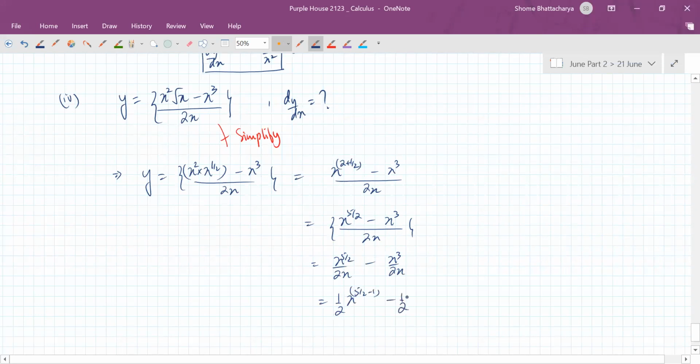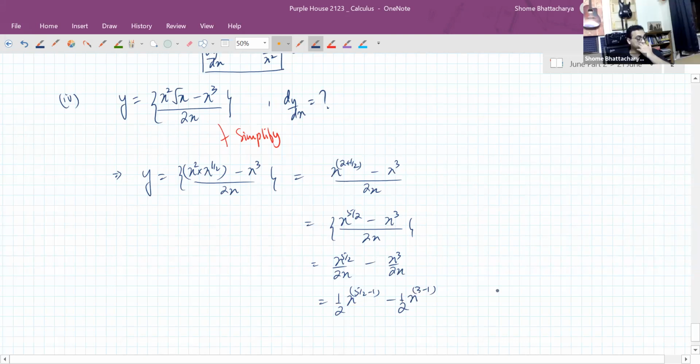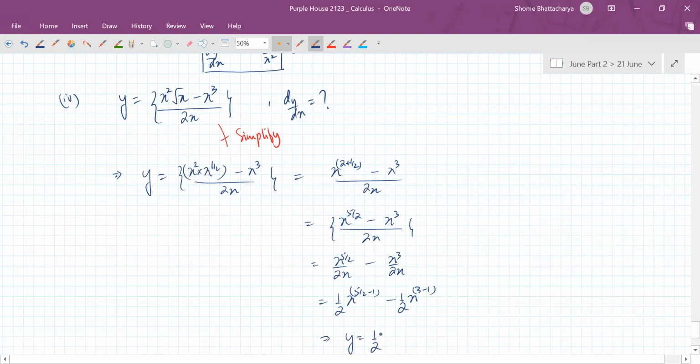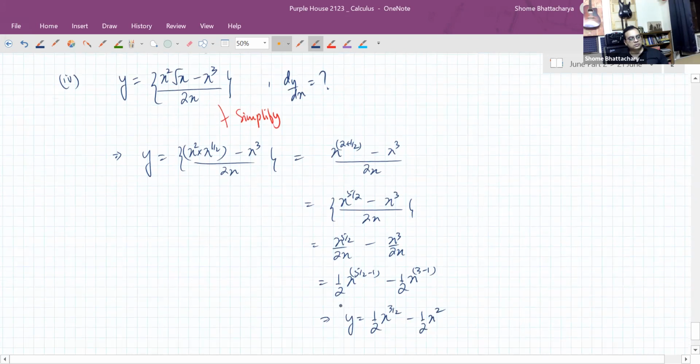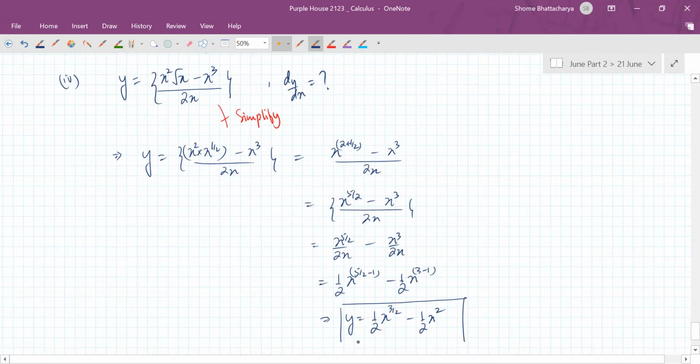Sir, you are solving the numerator first. Yes, better. We have to do that now. Sir, of that denominator 2x you took half, right? So this becomes the value of y.